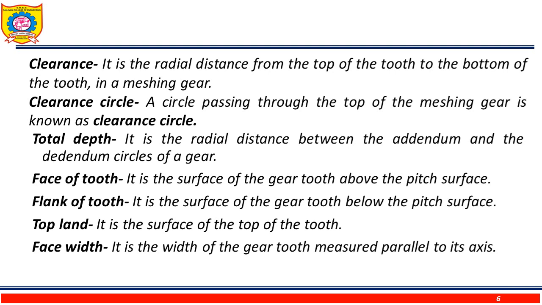Face of the tooth. It is the surface of the gear tooth above the pitch surface. Flank of the tooth. It is the surface of the gear tooth below the pitch surface. Top land of a gear. It is the surface of the top of the tooth. Generally it is flat, so top land is a flat surface of a gear tooth. Face width. It is the width of the gear tooth measured parallel to its axis. That is called face width.